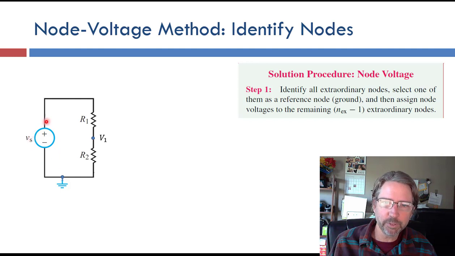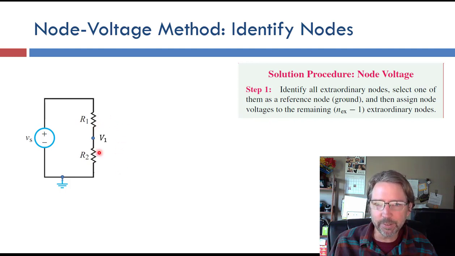So this is where the voltage source makes things easier, because this is not an unknown node voltage, it's a known node voltage. So we have Vs up at this top node. So only one unknown, V1, right here in the middle. So we've identified the nodes. In our book, they want you to only analyze the extraordinary nodes, which have 3 or more connections. It works fine if you analyze the ordinary nodes too, so that's what we're doing in this example.